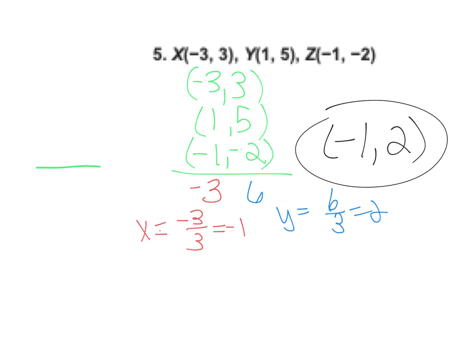This one, the only reason it was a little tricky is because there were some negative numbers in there, so you had to be careful when you were adding. -3 plus 1 minus 1 is -3. If you divide by 3, you get -1. And 5 plus 3 is 8, minus 2 is 6. 6 divided by 3 is 2.